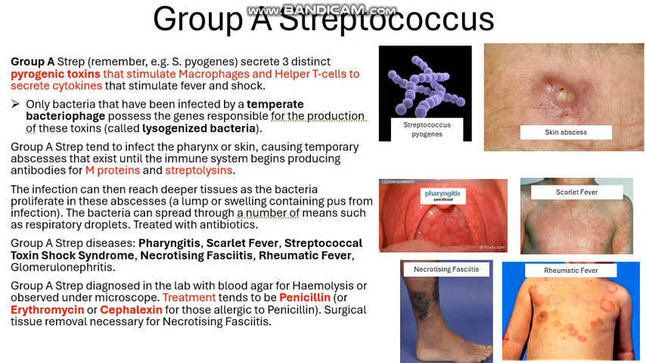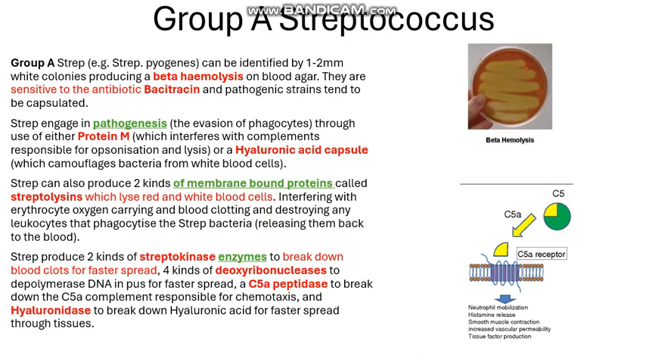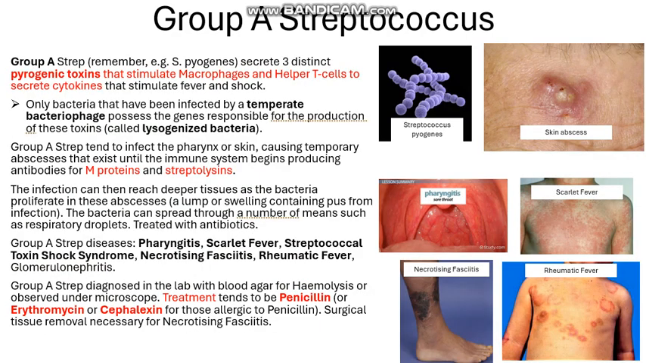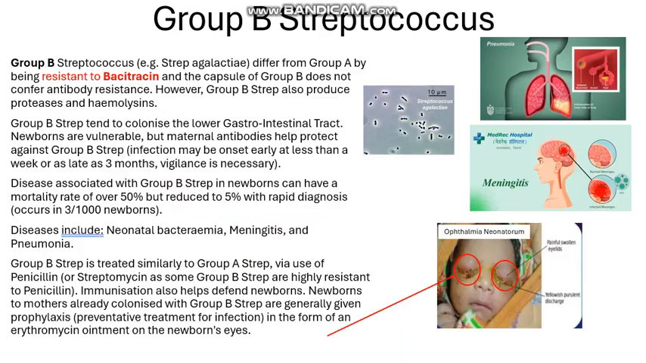So group A strep is diagnosed in the lab with a blood agar for hemolysis or observed under the microscope. Like we mentioned before, if we're looking for group A strep, we're looking for a beta hemolysis. Treatment tends to be penicillin, just a regular antibiotic, or alternatively, if you're allergic to penicillin, you may be prescribed erythromycin or cephalexin. So that's it for the group A strep.